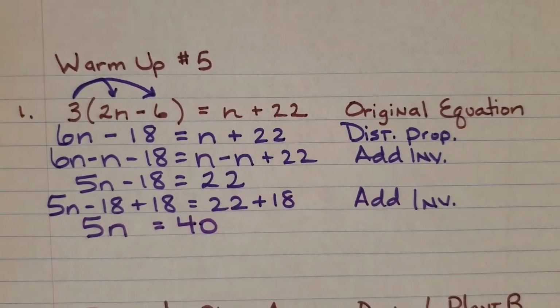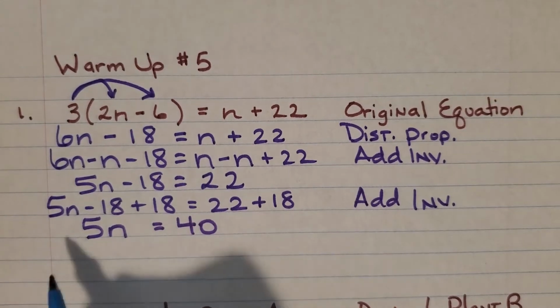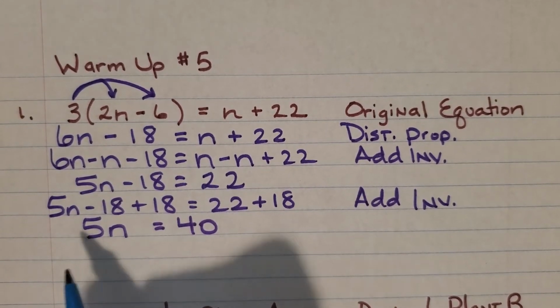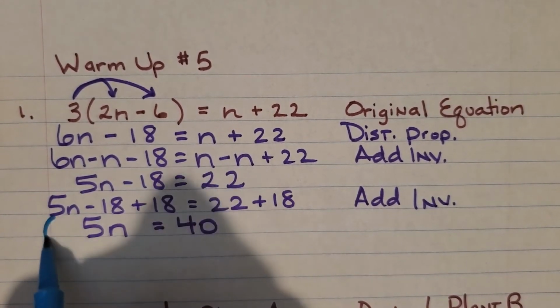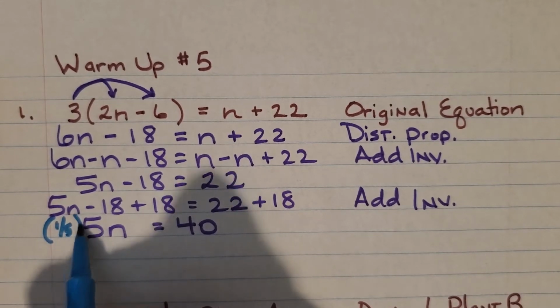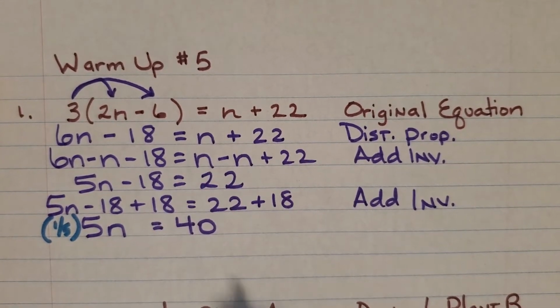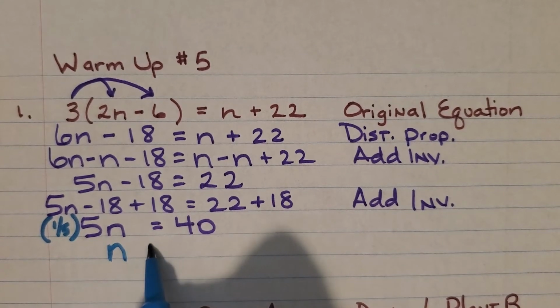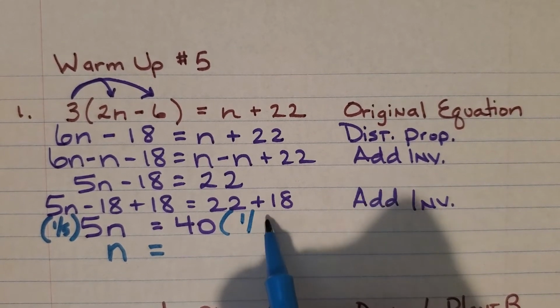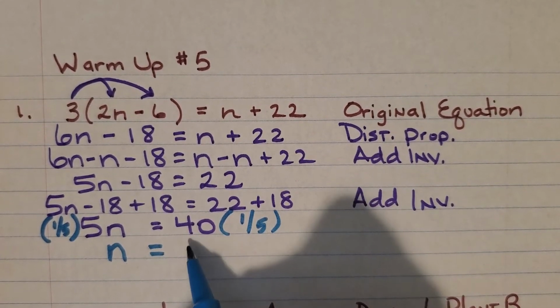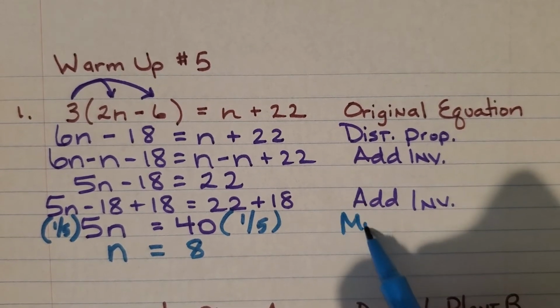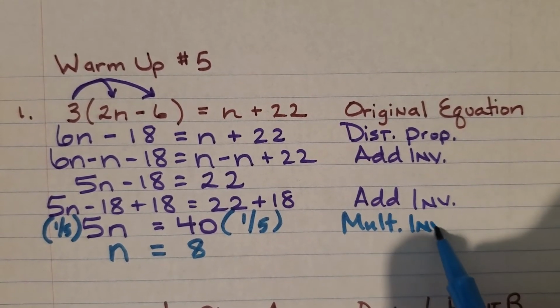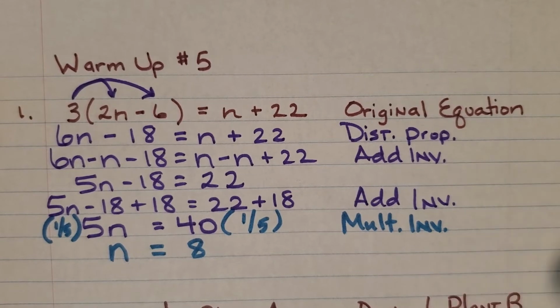And the last step in this particular problem is using the multiplicative identity. So I want 1n, not 5 n's. And the way that I get 1 is by multiplying by its reciprocal. So if I do 1/5 of 5, I get 1n, but I have to do the same on the other side. And 1/5 of 40 is 8. And that is our multi-step equation.